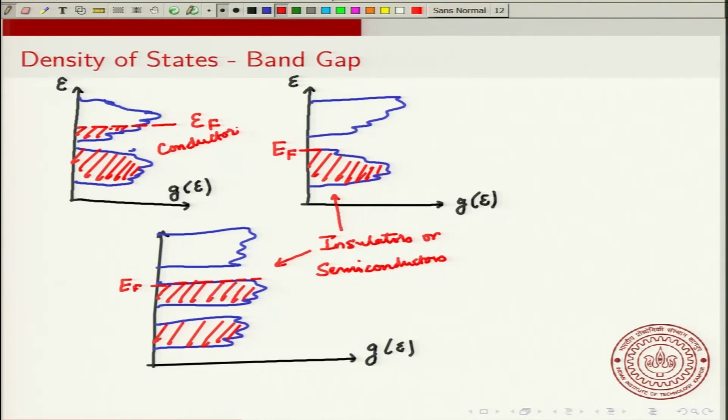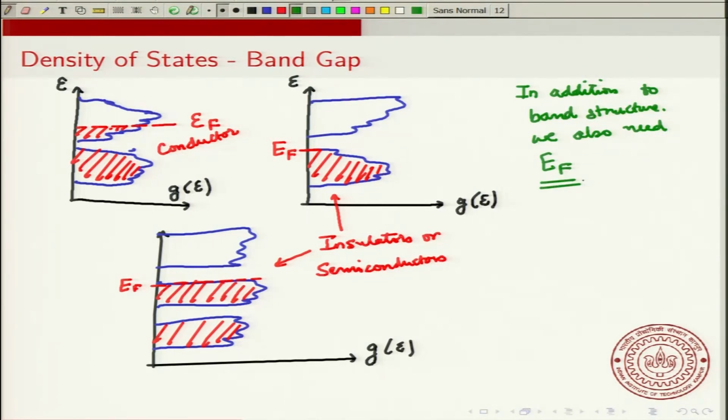So, a lot of information about the nature of the material, the electrical properties, can be got by looking at the band structure. Now, notice that in addition to band structure, this is a very important point, and I am going to emphasize this, we also need EF. So, you need the Fermi energy.